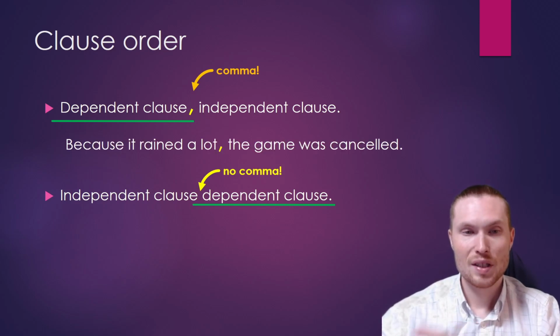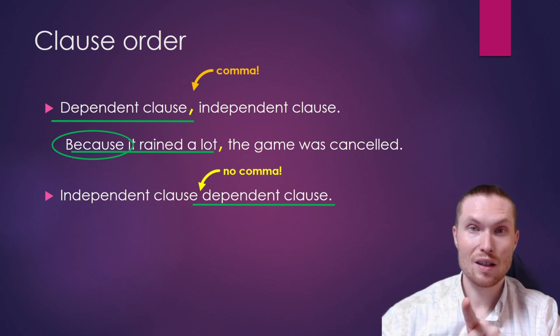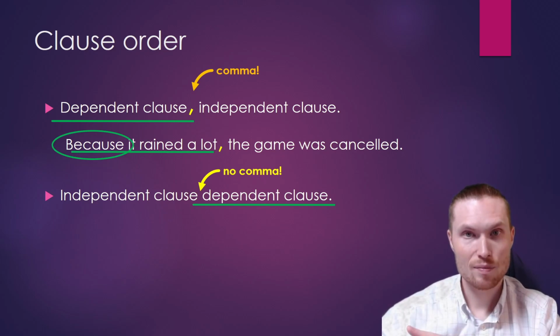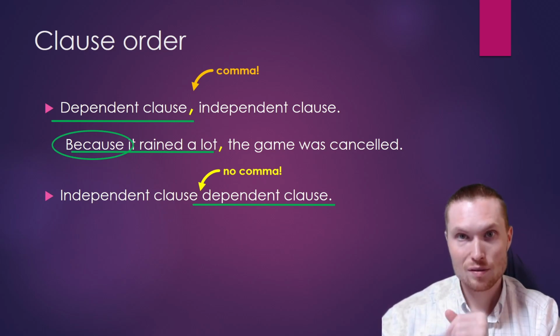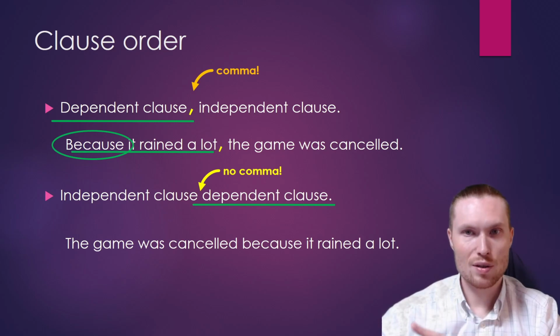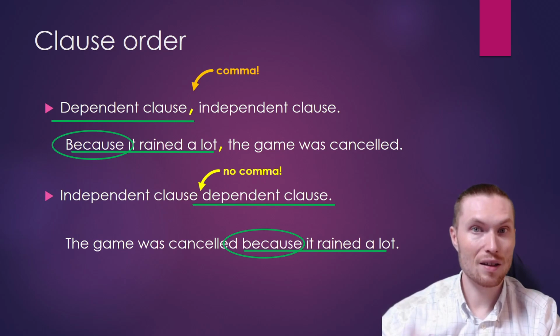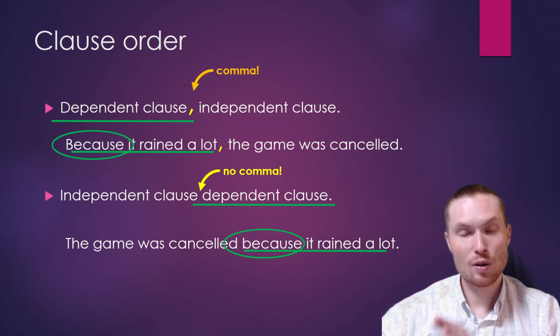For example, because it rained a lot, comma, the game was canceled. Here's the subordinator, and this is the dependent clause. Or we can switch it. The game was canceled because it rained a lot. Again, we have the subordinator and the dependent clause. But notice there's no comma in this example.